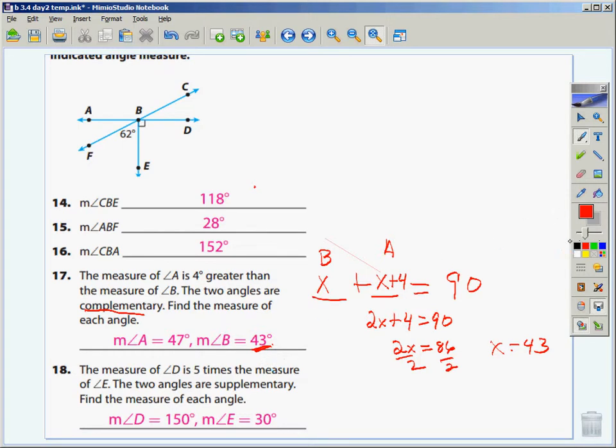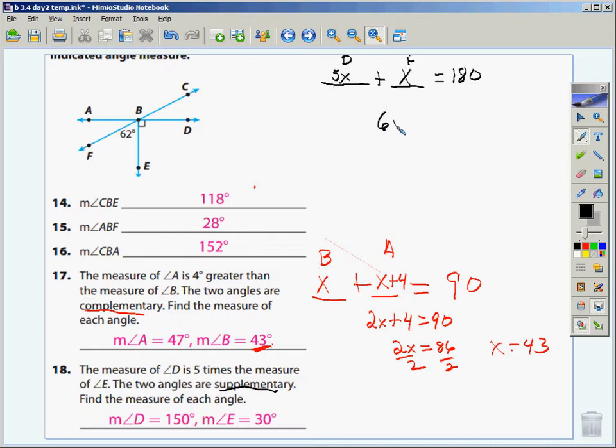Number 18 is the same type of problem. Number 18 says two supplementary angles. In other words, that's two angles when I add them together that are equal to 180 degrees. And it says angle D is 5 times greater than E. So if this is E, then D is 5 times that size.